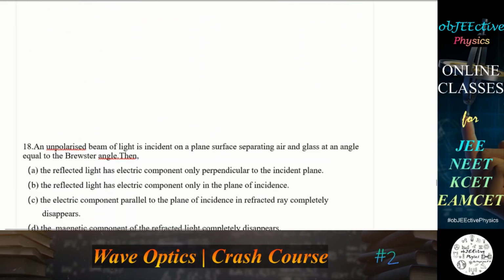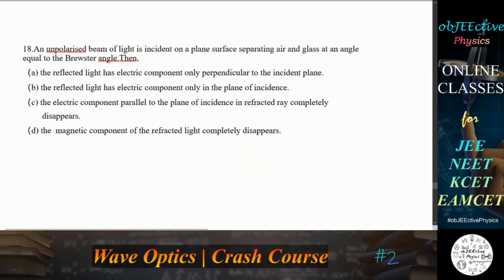Next question. An unpolarized beam of light is incident on a plane surface separating air and glass at an angle equal to the Brewster's angle. Then option A is the right option. The reflected light has electric component only perpendicular to the incident plane.